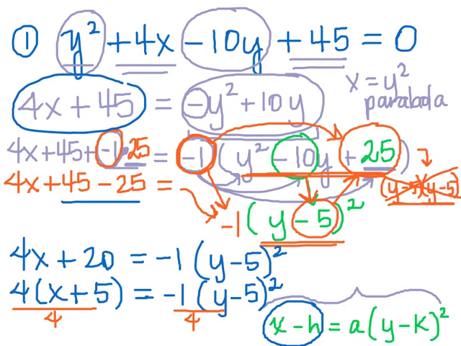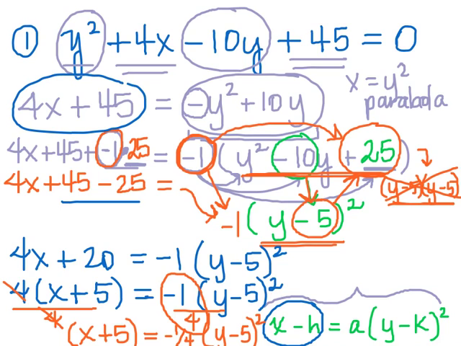And now you can see that what happens is our a ends up being -1/4. And then these cancel down to a 1. And so we end up with x plus 5, which is our x minus h, equals -1/4 y minus 5 squared. Now it is in standard form, and we'll be able to pull off any key information that we need off of that. So I'm going to circle that equation. That is our equation in standard form.